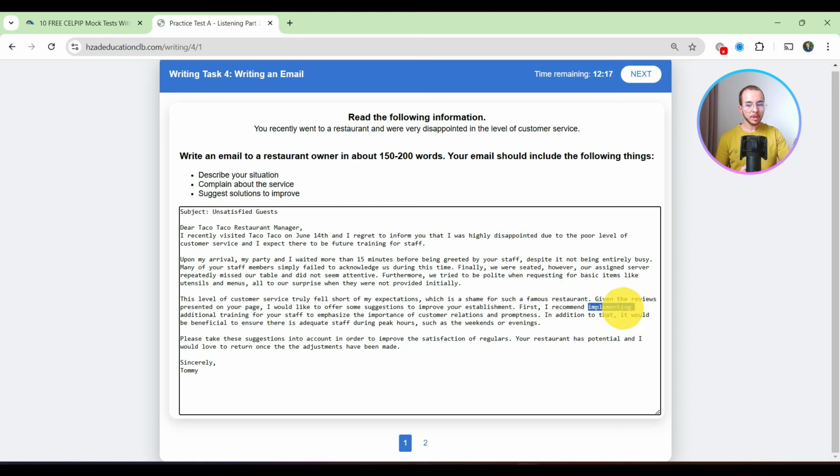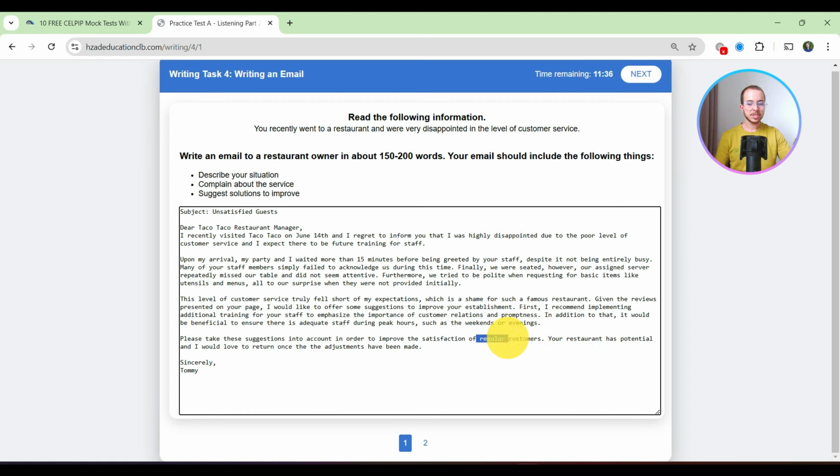First, I recommend implementing additional training for your staff to emphasize the importance of customer relations and promptness. A key phrase like here, customer relations, although the vocabulary is not advanced, it still is very suitable for this topic. In addition to that, it would be beneficial to ensure there is adequate staff during peak hours, such as weekends or evenings. Please take these suggestions into account in order to improve the satisfaction of regulars. I don't feel like this is very clear, so I'm going to change that of regular customers.